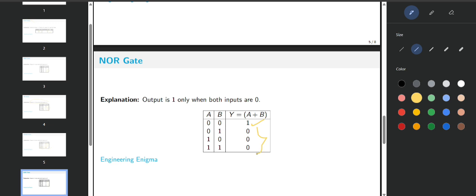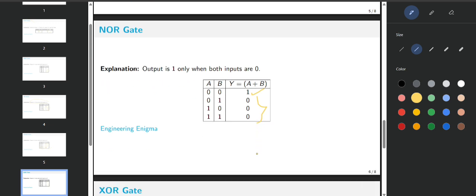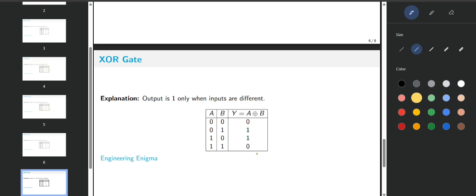Moving on to another gate, XOR. The output is 1 only if the inputs are different. What does that mean? Here the inputs are the same, so the output is 0. Here the inputs are 0 and 1 and the output is 1. Here the inputs are different, the output is 1. Where the inputs are the same, the output is always 0.